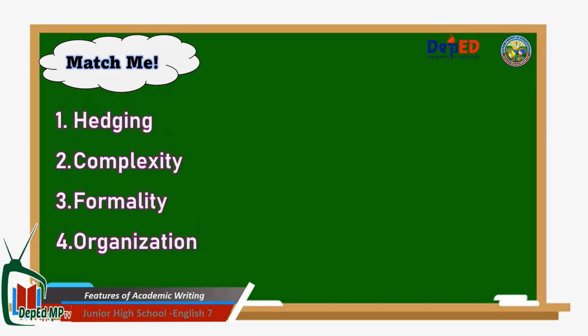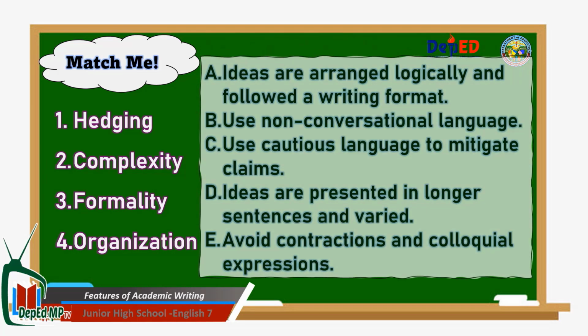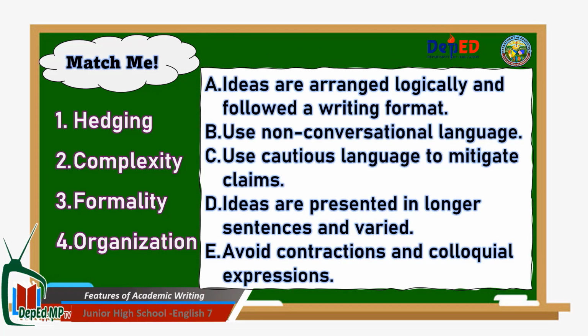The first task is for you to match the following features of academic writing on the left to the ideas which correspond to their meanings. Write the letter of your choice on your answer sheet. 1. Hedging. 2. Complexity. 3. Formality. 4. Organization. Your options: A. Ideas are arranged logically and followed a writing format.